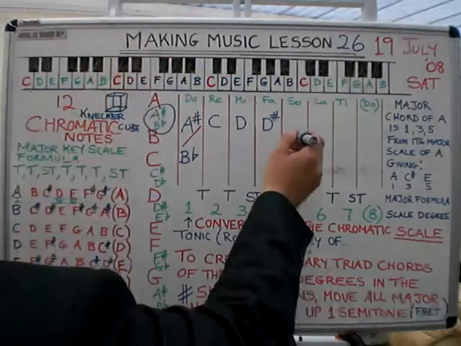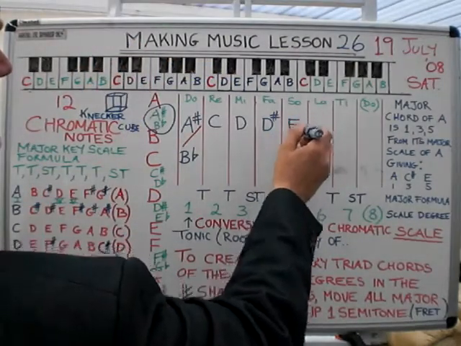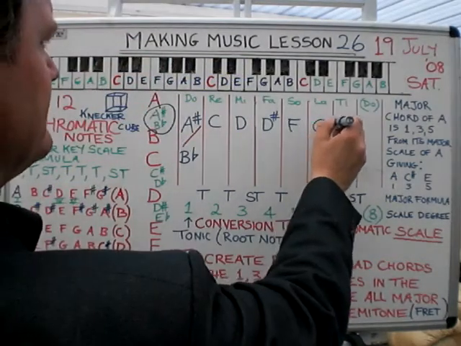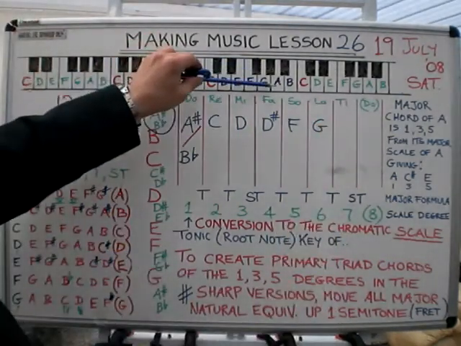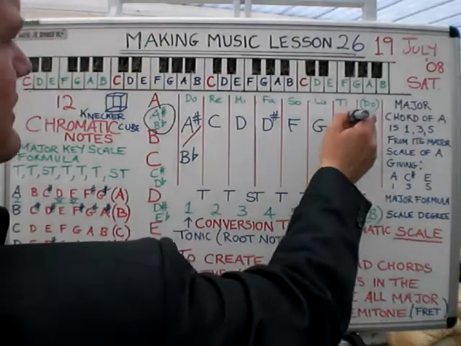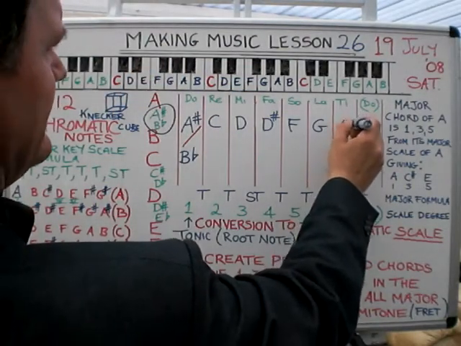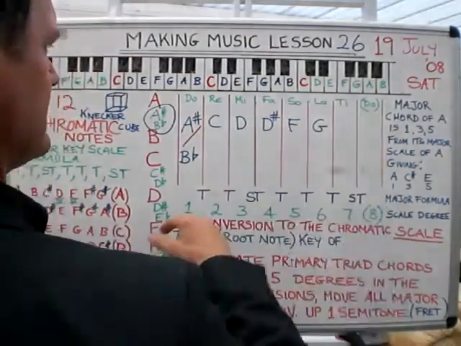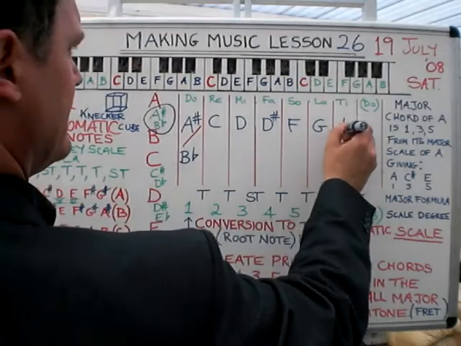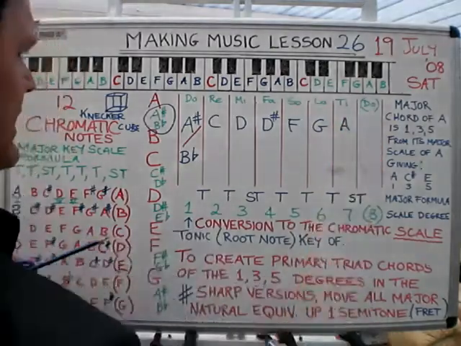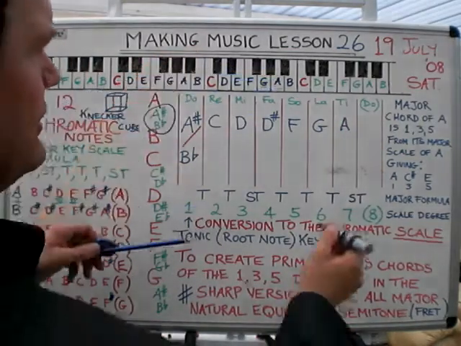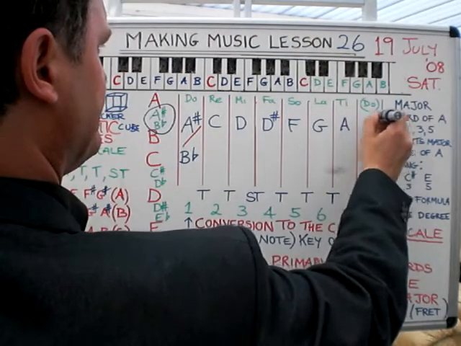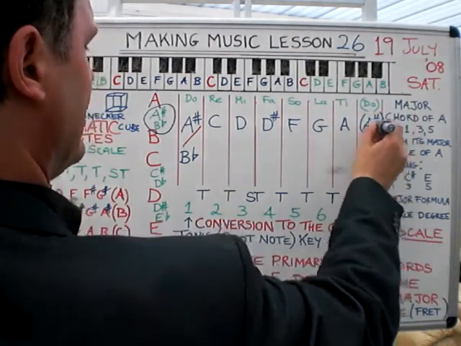Tone, we land on an F. Tone, we land on a G. Tone, and we landed on an A. I'm not happy with that, this looks a bit scruffy. And from the A, semitone, we're back round again, A sharp. Let's put a bracket around that because we're only back to the beginning.